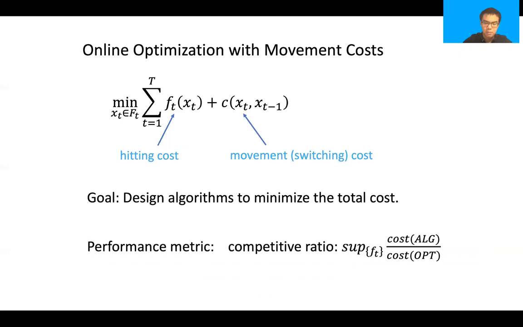To quantify the performance of different algorithms, we define the offline optimal cost as the minimum cost one may incur on the same sequence of hidden cost functions if he has the full knowledge of the future. And the competitive ratio is defined as the supremum of the ratio between the algorithm cost and the offline optimal cost over all possible hidden cost function sequences.